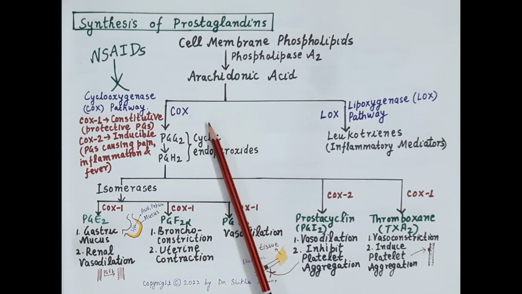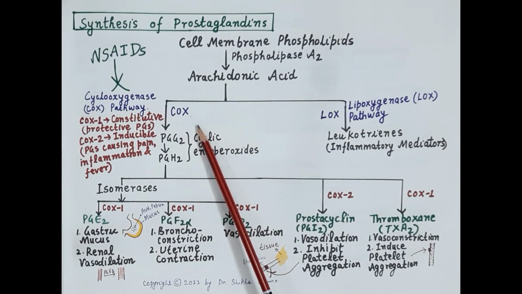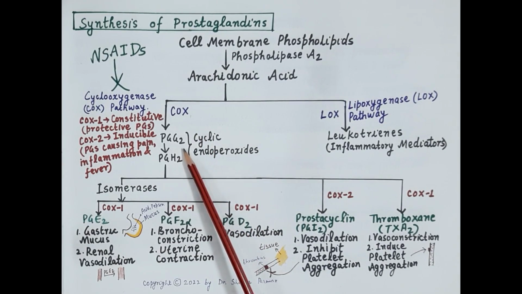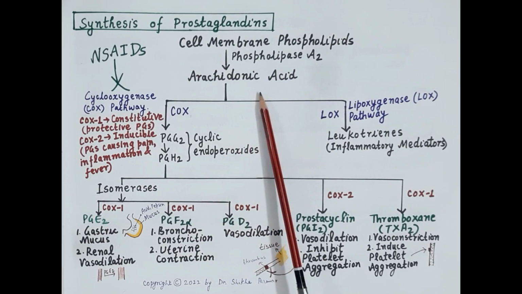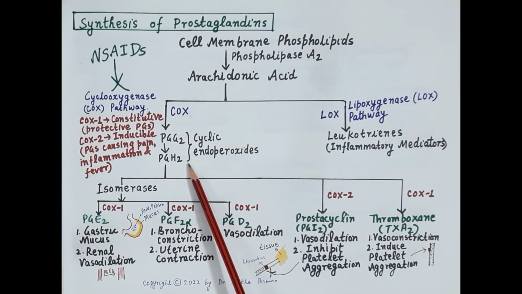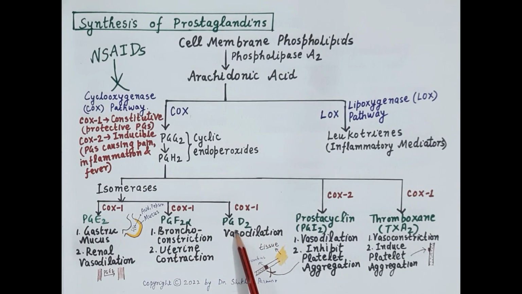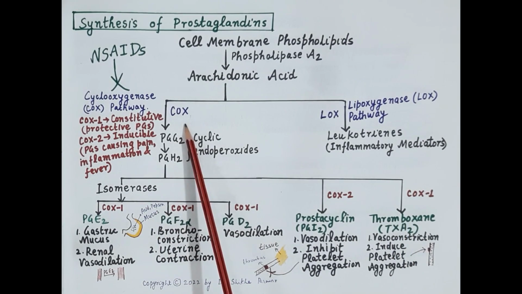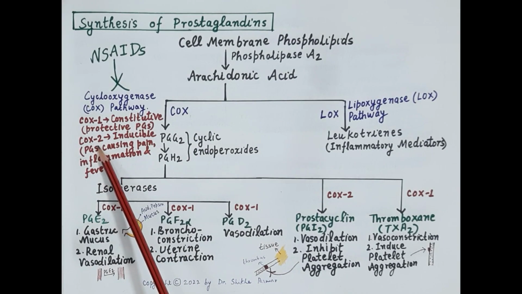Now, let's focus on the COX pathway. The enzyme cyclooxygenase produces prostaglandin G2 and prostaglandin H2 from arachidonic acid. These prostaglandins are highly unstable, and are further converted to prostaglandin E2, prostaglandin F2 alpha, prostaglandin D2, prostacyclin and thromboxane. It is very important to understand that the cyclooxygenase enzyme is of two types, COX-1 and COX-2.